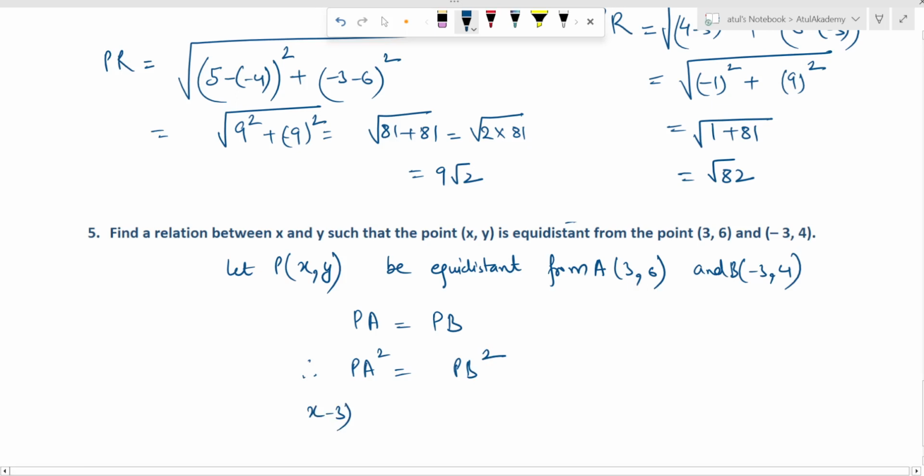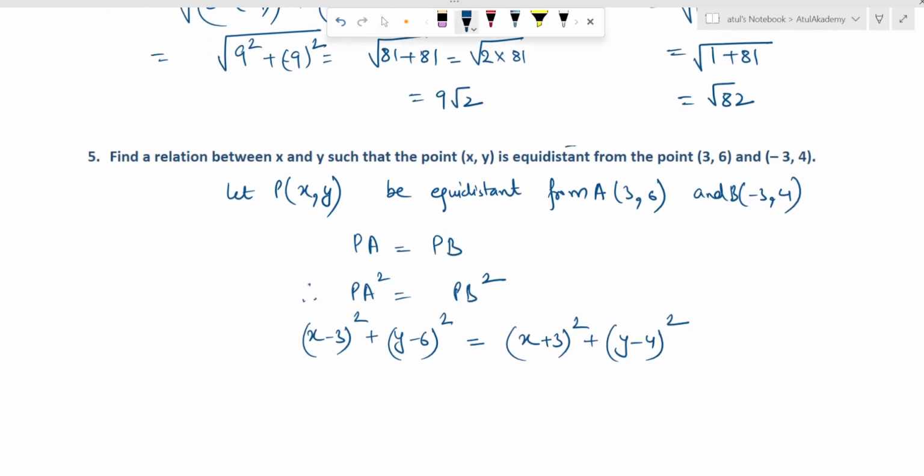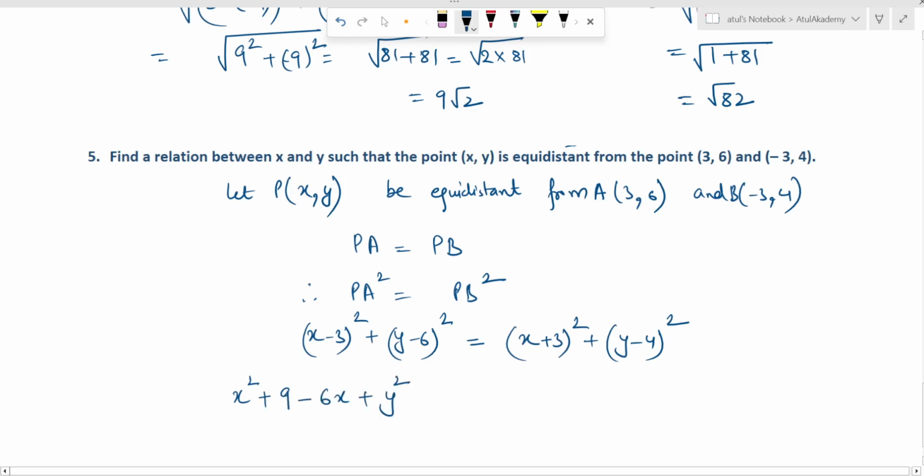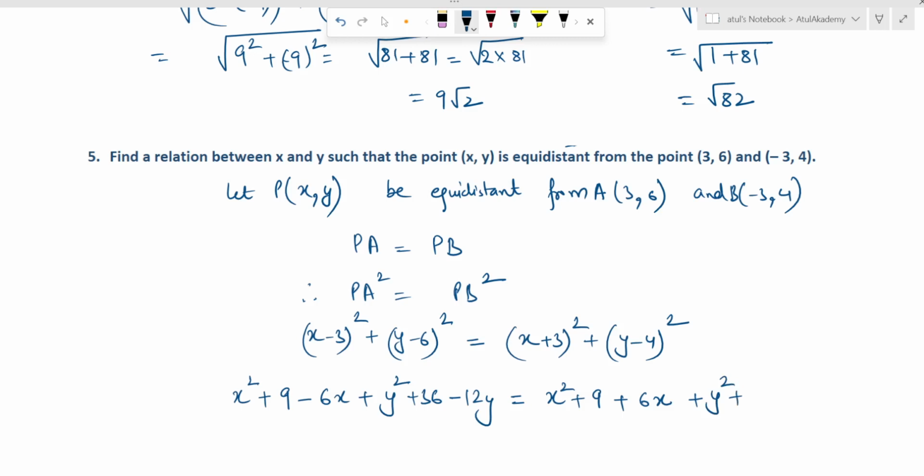So I'll use (x - 3) whole square plus (y - 6) whole square is equal to (x - (-3)), which becomes (x + 3) whole square, plus (y - 4) whole square. Let's open this using the identities. So (a - b) whole square becomes a square plus b square minus 2ab. So I'm using here x square plus 3 square, 9, minus 6x, plus y square plus 6 square, 36, minus 12y. Here x square plus 9, which is 3 square, plus 2 3s are 6x, plus y square plus 4 square is 16, minus 2 4s are 8, 8y.